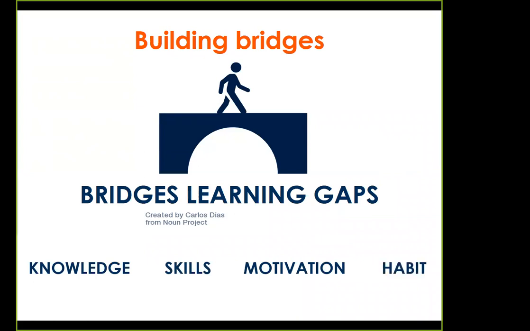And the fourth gap that I identify is a habit gap. Having the knowledge, skills, and motivation is still not enough to overcome an obstacle. Often learners need to develop a habit to make an effective long-term change. Learners need to put what they have learned into use regularly to form a habit.